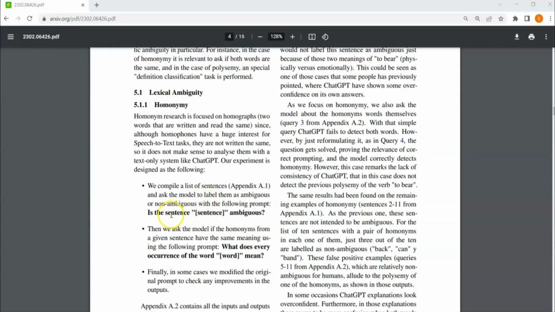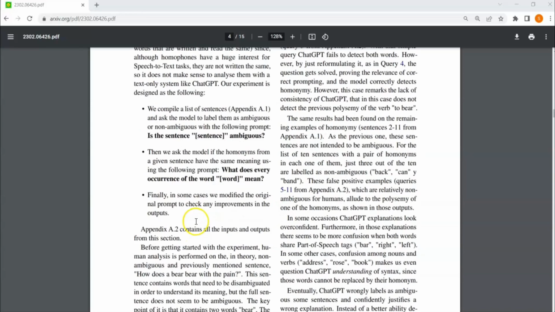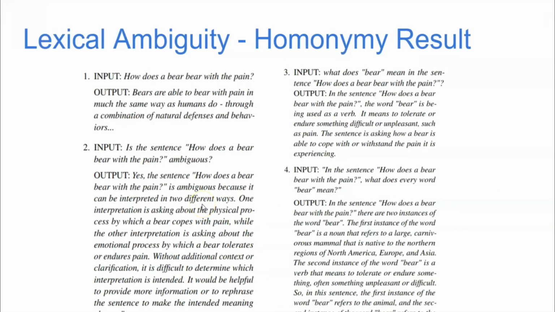First off we have, is the sentence ambiguous? Secondly, what does every occurrence of the word mean in the sentence? And finally, in certain scenarios, the prompt is modified in order to check improvements in the outputs. The first input is, how does a bear bear with the pain? And the output is, bears are able to bear with pain in much the same way as humans do, through a combination of natural defenses and behavior. So you can see that the model is able to understand the question quite well, and the output reflects it.